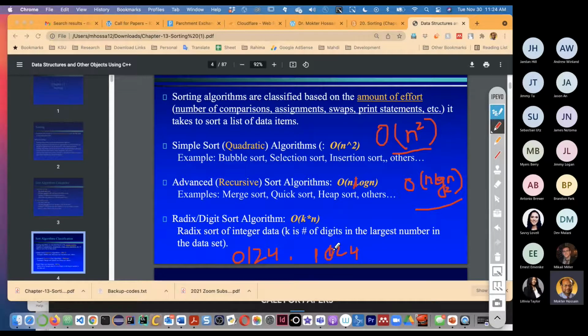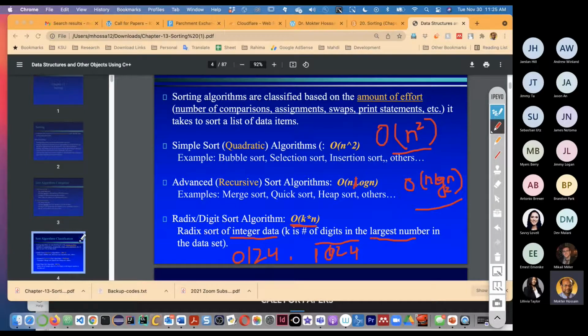So this is, so far, the lowest time taking sorting algorithm, but the limitation is that it works only for integer data, where k is the number of digits in the largest number in the data set. If you are given a large data set, how do you find the largest number? We can do a searching algorithm to find the max number, and then find how many digits it has, since it's an integer. Then k will be that number of digits, and the time complexity will be big O of k times n.